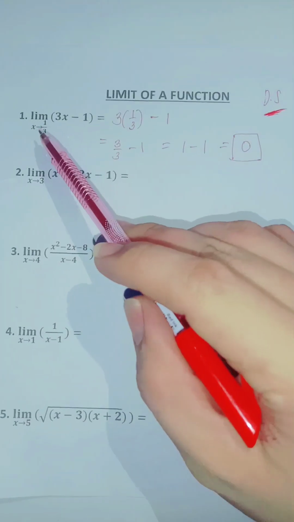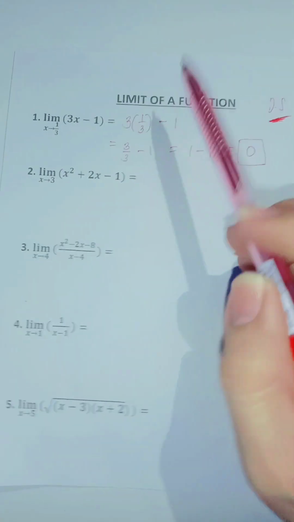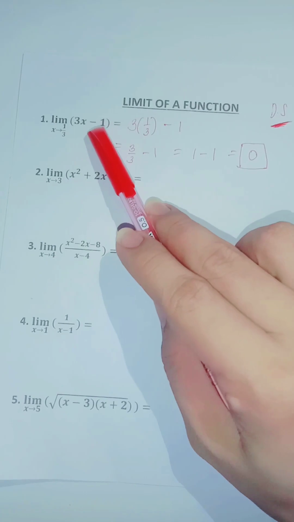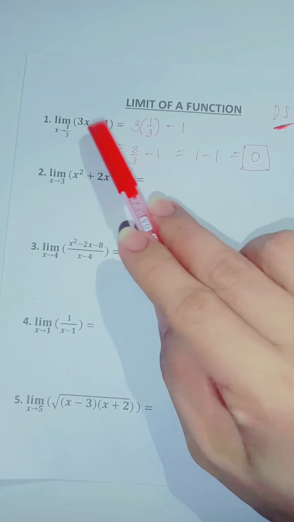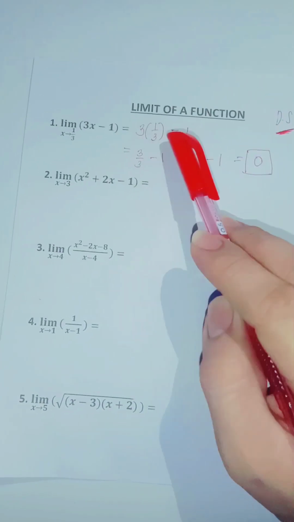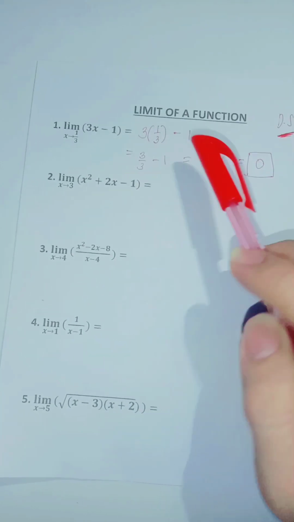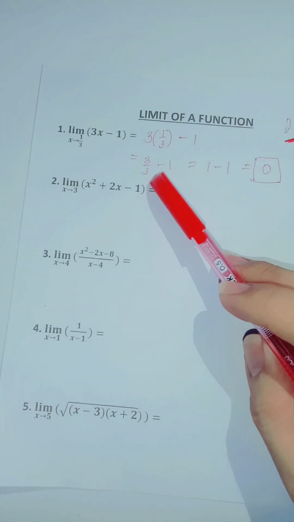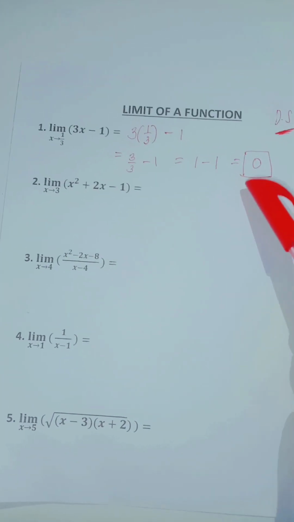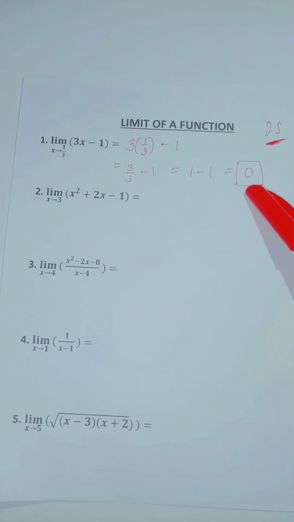Let's say, for example, number 1. The limit of 3x minus 1 as x approaches to 1/3. Yung una natin gagawin, lahat ng x magiging 1/3. So, papalitan lang natin. Copy yung 3, yung x magiging 1/3, copy yung minus 1. Then, we will simplify. 3 times 1/3 is 1, simplify further, copy yung minus 1. And 1 minus 1 is equal to 0. Hence, the limit of this function as x approaches to 1/3 is equal to 0.